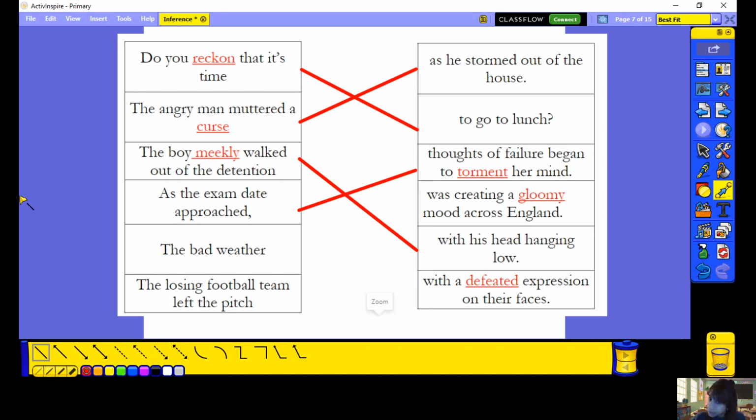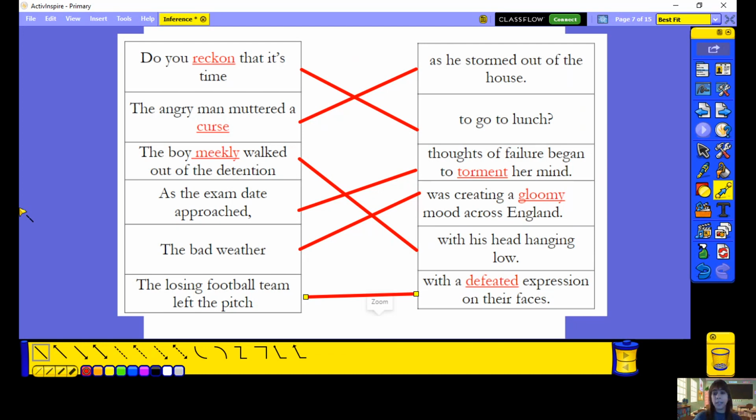The bad weather was creating a gloomy mood across England. Yeah, that sounds very likely. And lastly, the losing football team left the pitch with the defeated expression on their faces. So that one was an easy matchup there. So keep the video paused here if you want to go through them.